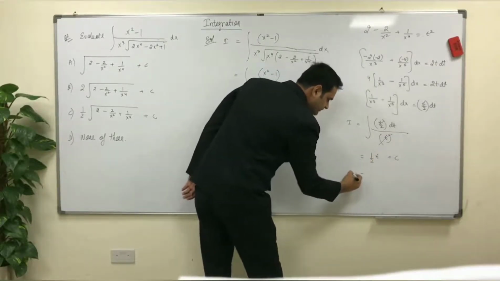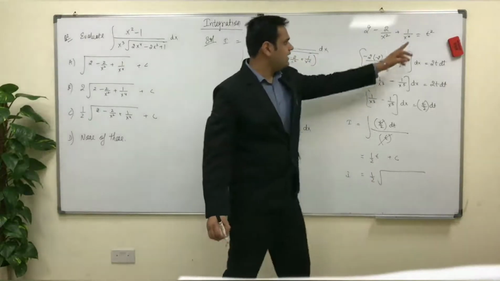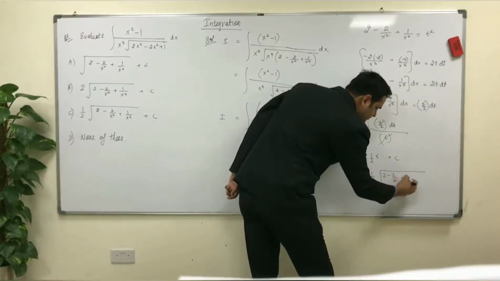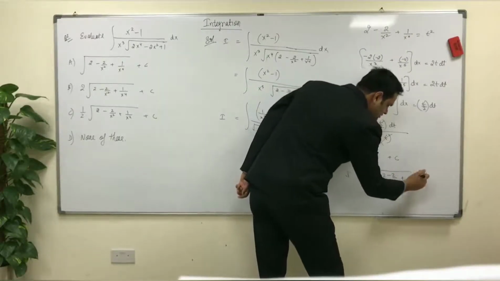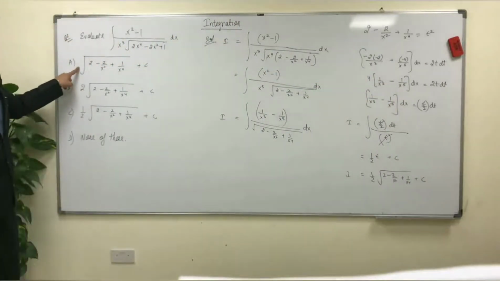And what is the value of t? It's nothing but under root of this. It will be 2 minus 2 by x square plus 1 by x to the power 4 plus constant of integration, which is c. So if you see from the options, A cannot be the answer.